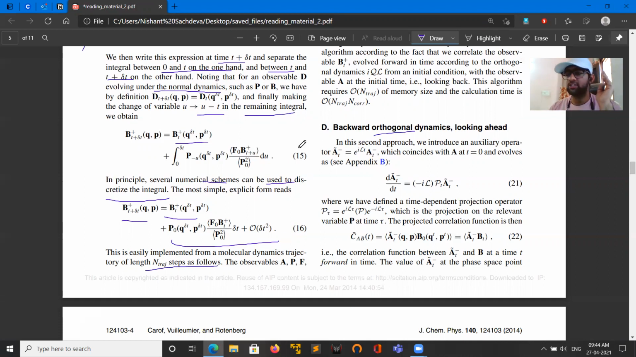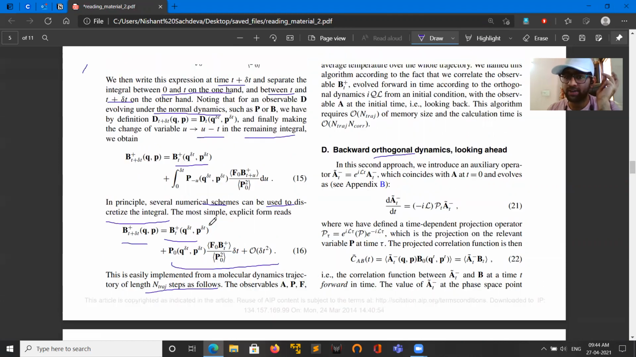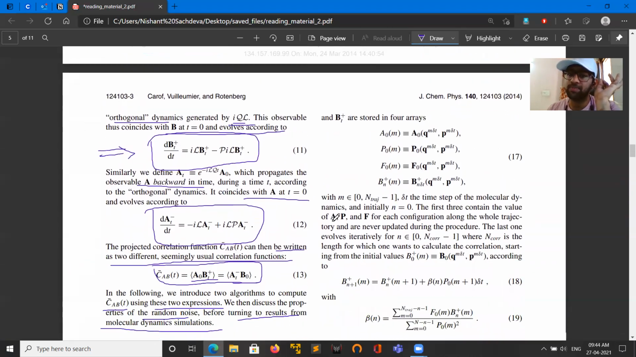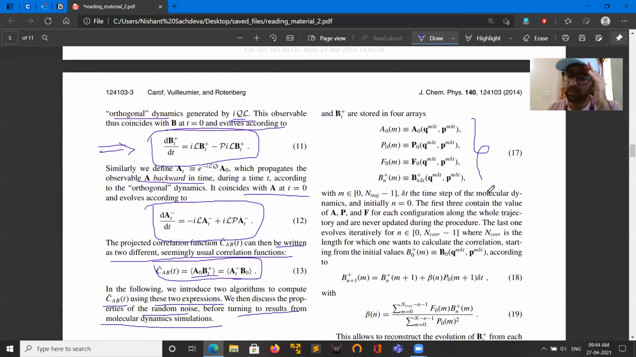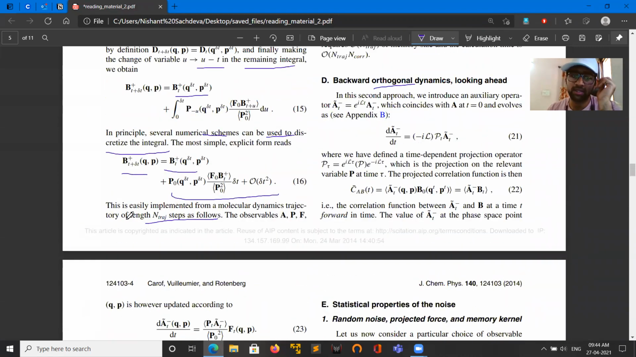So once we discretized it and converted the integral to a summation, we will take arrays now to sum it. So this whole process can easily be implemented from a molecular dynamics trajectory of length n traj steps as follows. The observables A, P and F, and BT plus are stored in 4 arrays. So these are the 4 arrays that are being stored, with m obviously belonging to 0 to the number of molecules and number of frames in the trajectory.